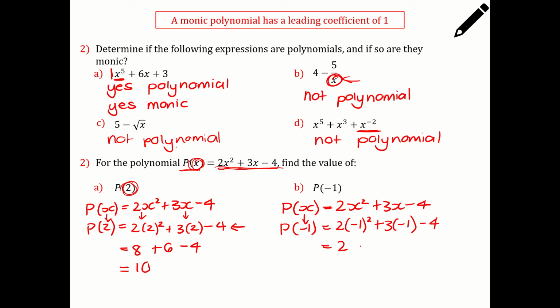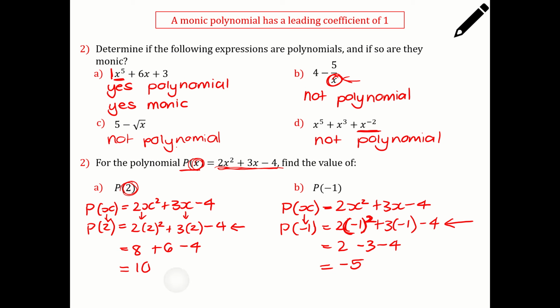3 times negative 1 is negative 3. Take away 4. So 2 take away 3 is negative 1. Take away another 4 is negative 5. You could just put that into your calculator. Remember to make sure you're putting brackets in your calculator so it knows when it's squaring it to make it positive.